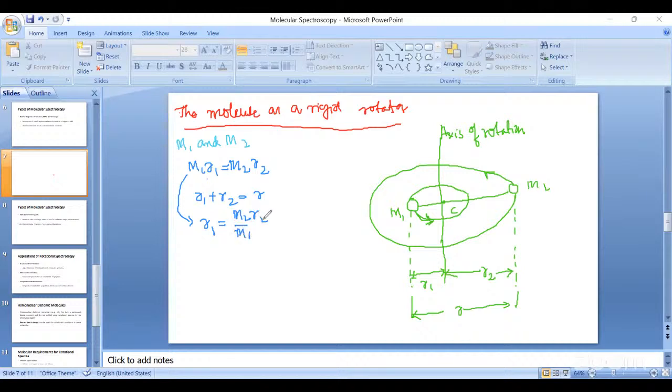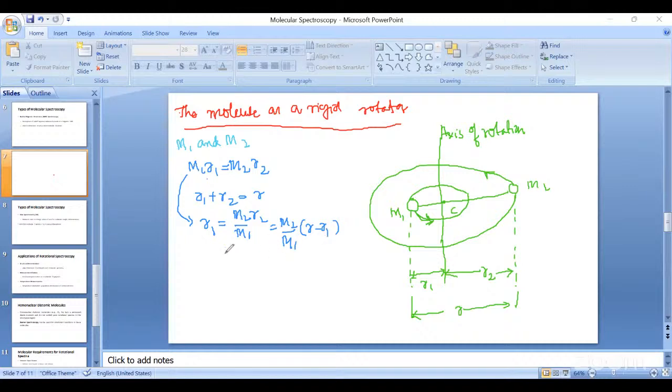M2 by M1 R2 we can write. So therefore, we can write this as M2 by M1 into R2 value. From this equation, we can write it as R minus R1. So here if I substitute, we can get R minus R1. So we have got R1 is equal to M2 by M1 into R minus R1.